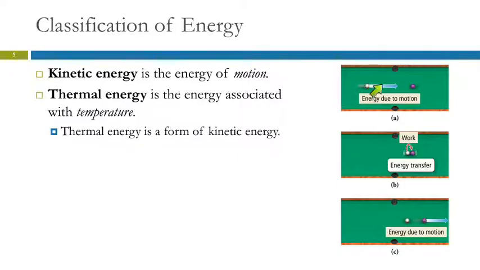So here you have the cue ball rolling towards this purple ball. The cue ball has energy due to motion. It has kinetic energy. The purple ball is just sitting there. When the cue ball hits the purple ball, there is a transfer of energy from the white ball to the purple ball. And that is work. And so the white ball, the cue ball, transfers its energy to the purple ball, and now the purple ball moves on. So work has been done.